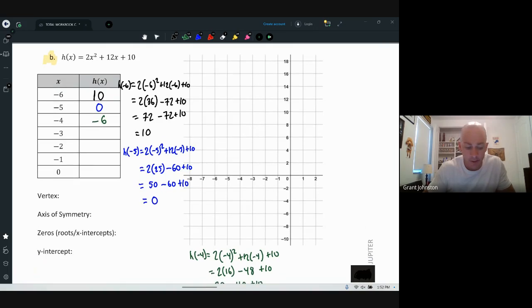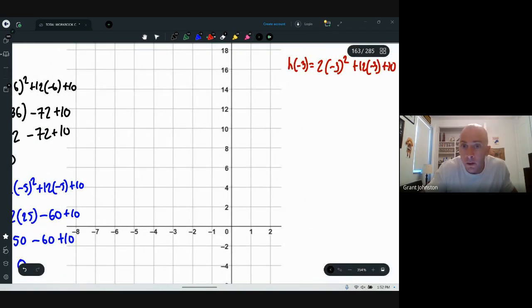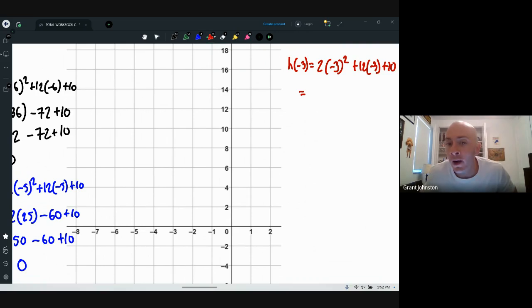I guess I can try to squeeze in -3 over here. I'll do that. H of -3. So I'm going to have 2 times -3 squared plus 12 times -3 plus 10. Sorry, it's a really bad looking 3. -3 squared is 9. 2 times 9 is 18. 12 times -3 is -36. 18 minus 36, -18 plus 10 is -8.